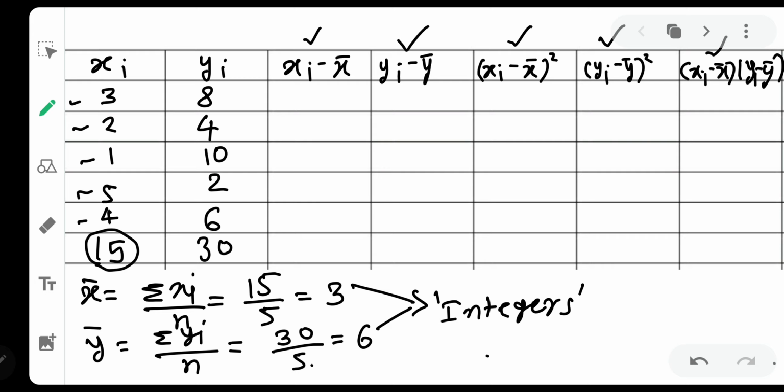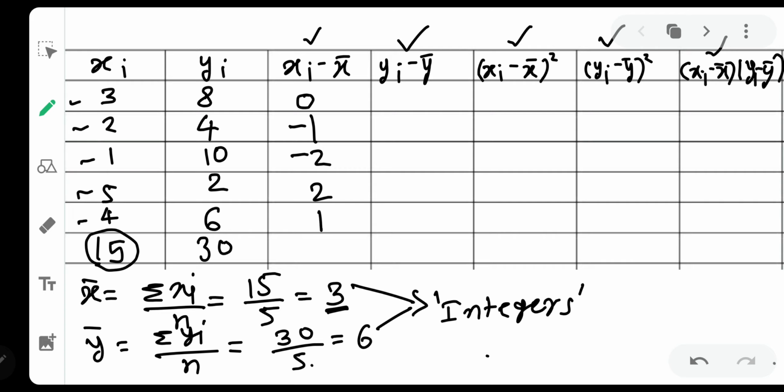All you have to do is calculate xi minus x bar and yi minus y bar. Let us calculate. Xi minus x bar is 3 will be subtracted from each element of x. So let us subtract 3 minus x bar, which is 3, is 0. 2 minus 3 is minus 1. 1 minus 3 is minus 2. 5 minus 3 is 2. And 4 minus 3 is 1.